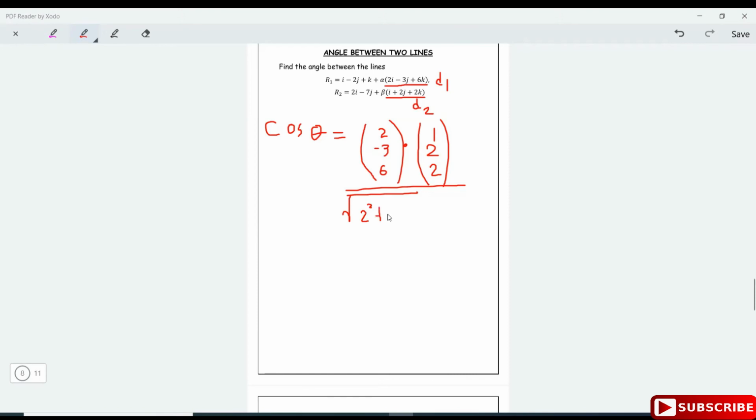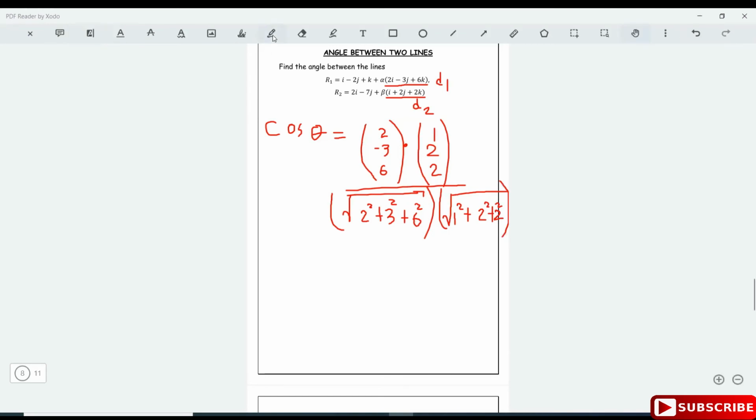And you might say, why not plus minus 3 square? Any number squared is positive, so I don't need to put minus 3. Plus 6 square, that's what we'll find. That's the length of D1, times the length of D2, which is just the square root of 1 square plus 2 square plus 2 square. This is what we're going to have. Nice and easy. So all I have to do is just work this out now.